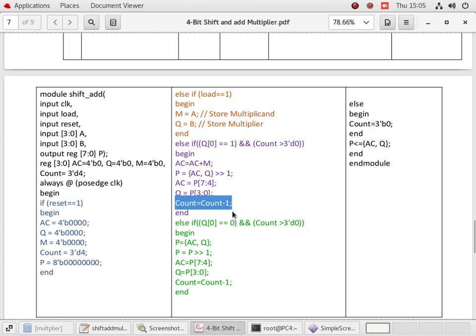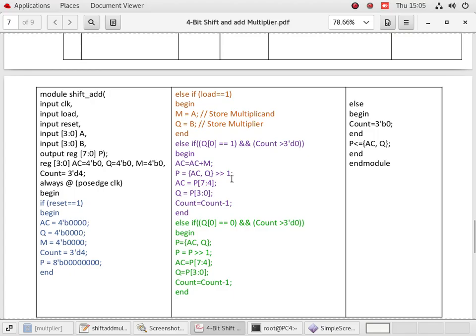Suppose the Q0 value is 0 and the count is greater than 0. Then the accumulator addition is not done. Directly the P value is taken, concatenated and right shifted by 1. Then again the higher 4 bits are assigned to accumulator and the lower 4 bits are assigned to Q, and after this step also the count value is decremented by 1.